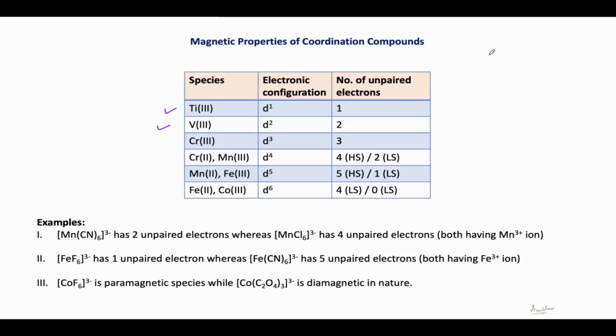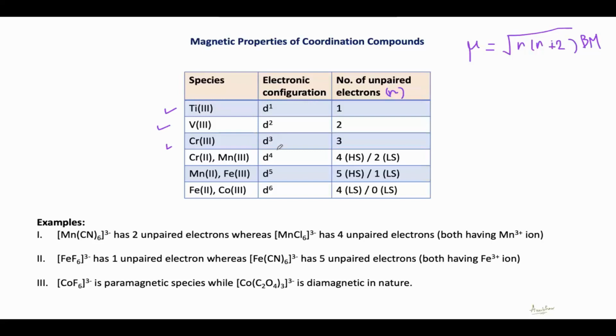So basically, when we calculate the magnetic moment, we will use this old equation, which is root over n into n plus 2, in Bohr magneton. Bohr magneton is the unit, and n stands for the number of unpaired electrons in the system. Then we are having chromium 3, which has the electronic configuration d3, so the unpaired electrons are 3.